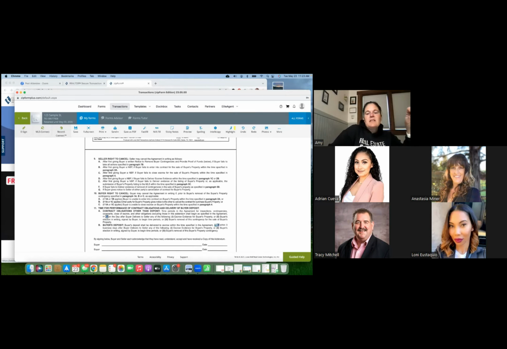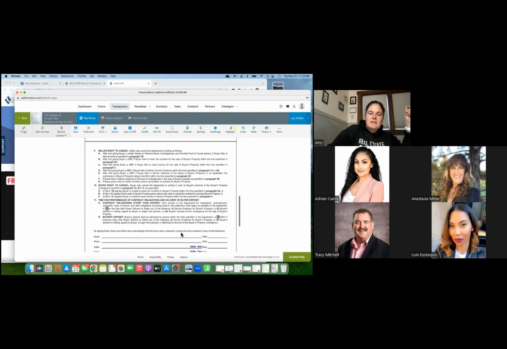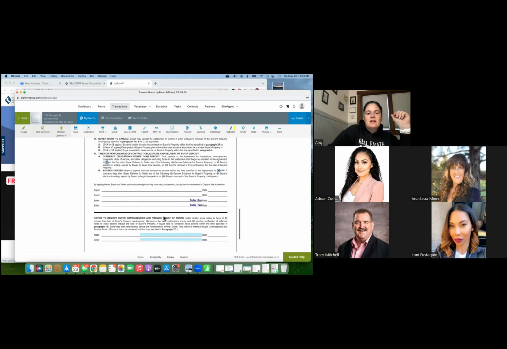And then if we check this box here on 11B, then it would be within 3 business days after buyer delivers to seller evidence of escrow, evidence of buyer's property, buyer's election in writing signed by the buyer to begin the time frame, or buyer's removal of the buyer's property contingency. So this is how the time frames are figured out in the contract down here in section 11.